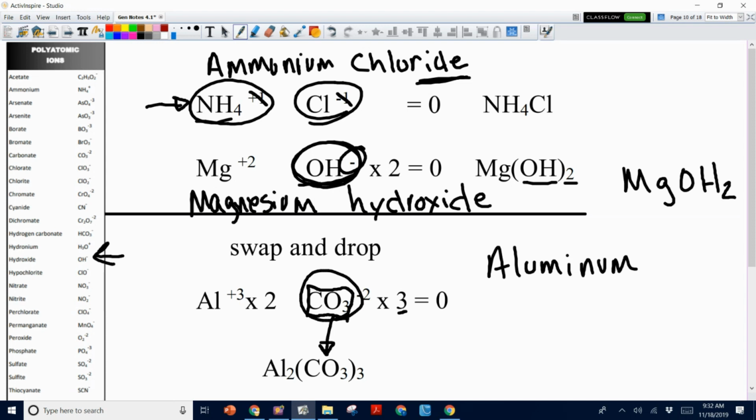CO3 is right here. It's the carbonate ion. We're not going to change the name of the carbonate ion. We're just going to keep it. So this is aluminum carbonate. It's very simple.